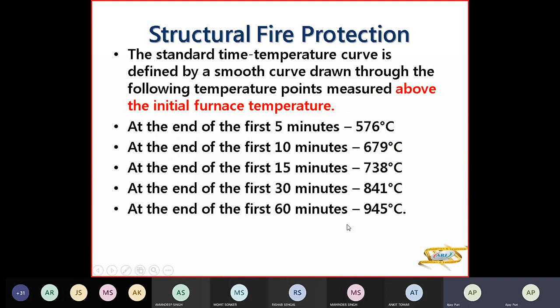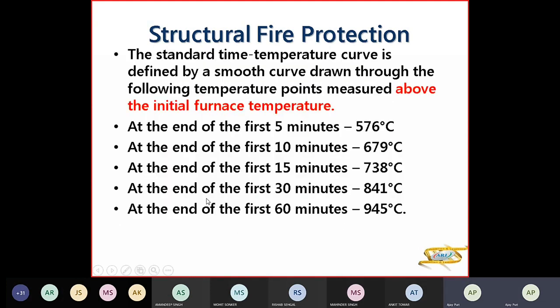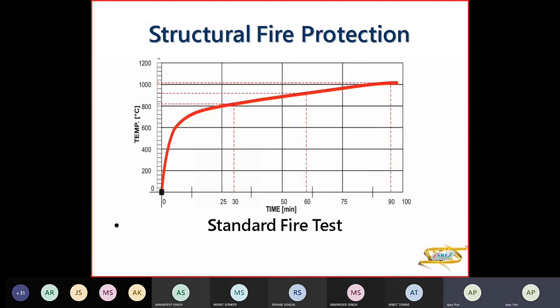At the end of 15 minutes, 738 plus 50. So 15 minutes is somewhere here. 738 plus 50 is almost 800, so you're reaching this point.